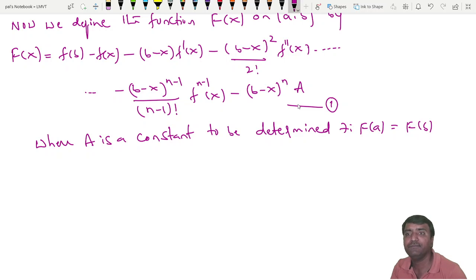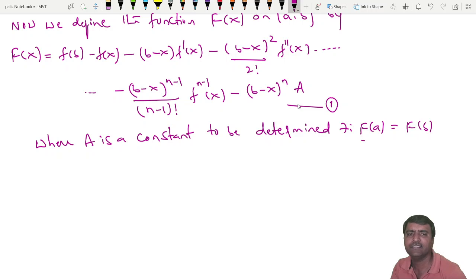actually that f of b is 0, not f of a. So f of b is 0, because here we have f of b, so minus f of b and plus f of b cancel. Here b minus b becomes 0. Like that, in the last term, because of the b minus x terms, all of them become 0. So f of b value is 0.